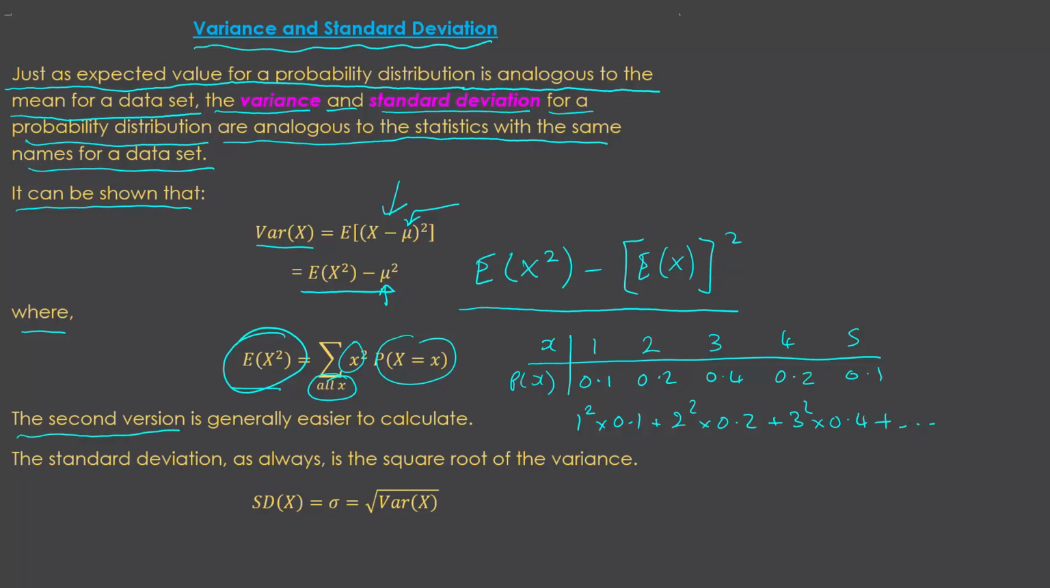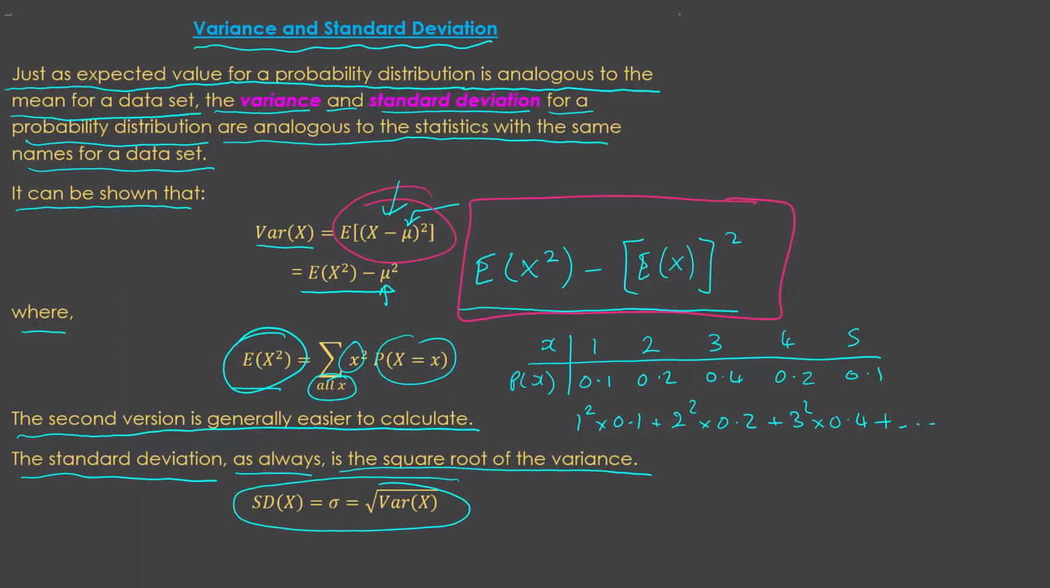The second version is generally easier to calculate, and when I say the second version, what I'm talking about is, of course, this one here. It's easier to calculate than this one. The standard deviation, as always, is the square root of the variance. So the standard deviation of X is the square root of the variance of X.